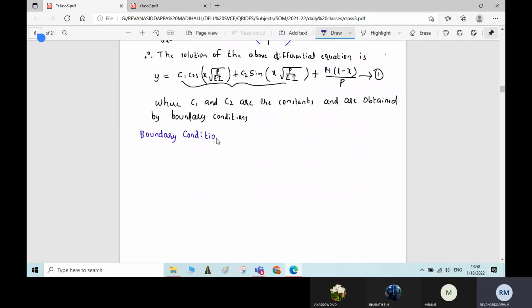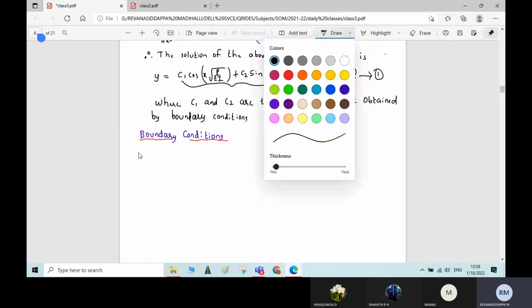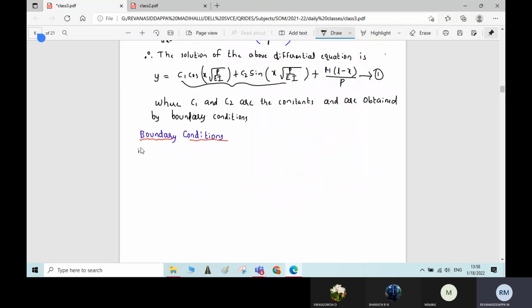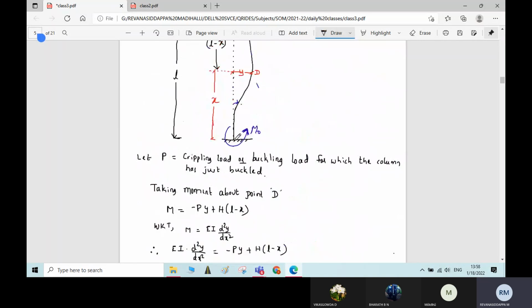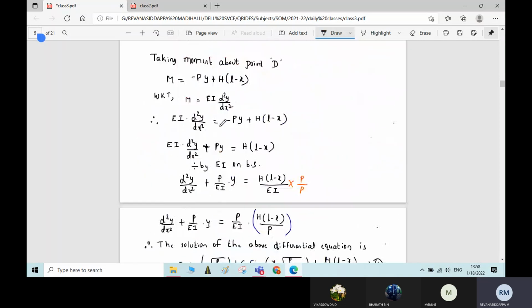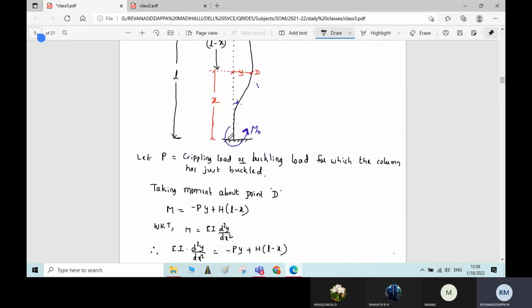Write the sided line as boundary conditions. Now, how to write the boundary conditions? By just looking into the type of support, we have to write the boundary condition. Here at the bottom of the column, we have the fixed support. For fixed support, at x equal to 0, correct?